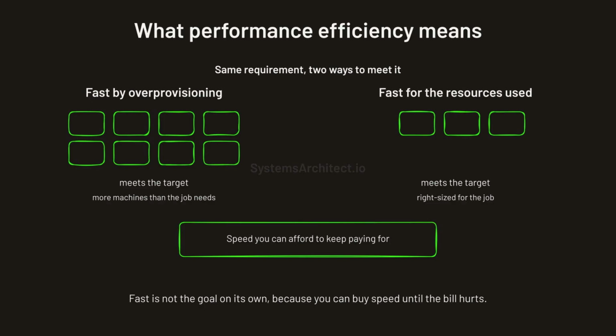Performance efficiency is one of the pillars in every major well-architected framework. AWS, Azure, and Google Cloud all name it. All three define it the same way. It means using computing resources efficiently to meet your requirements and staying efficient as demand and technology change.